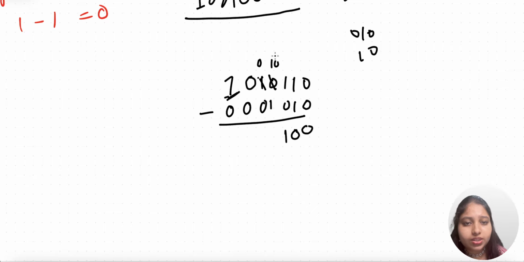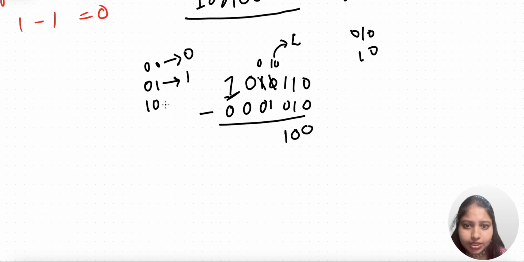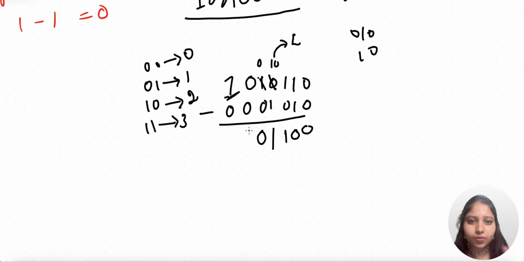Now 1 0 is the binary equivalent of 2 in decimal. 0 0 is represented as 0 in decimal, 0 1 is represented as 1, 1 0 is represented as 2, and 1 1 is represented as 3. So 1 0 is basically 2, and 2 minus 1 is going to be 1. So 1 0 minus 1 is going to be 1. Then 0 minus 0 is going to be 0, 0 minus 0 is going to be 0, and 1 minus 0 is going to be 1. So this is the binary value when you subtract these two numbers.